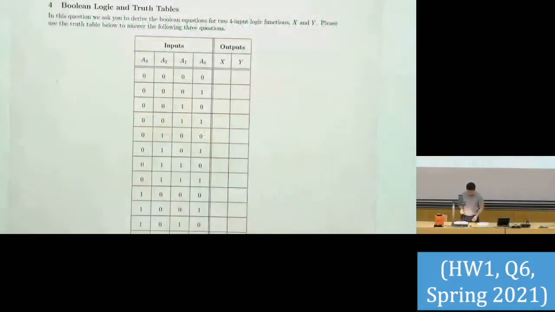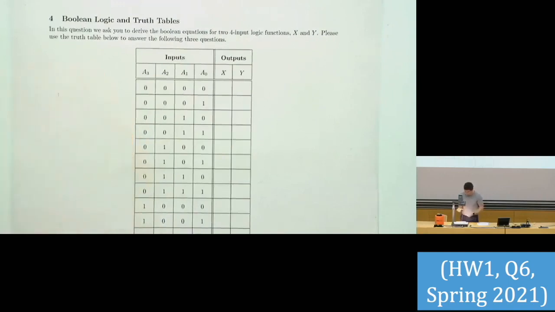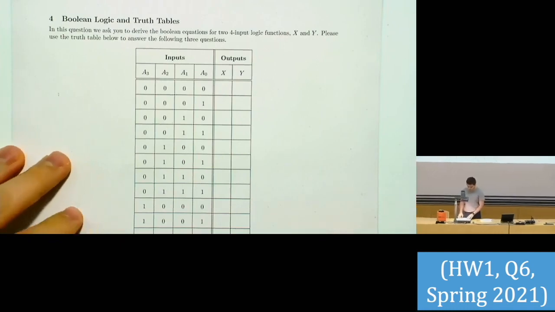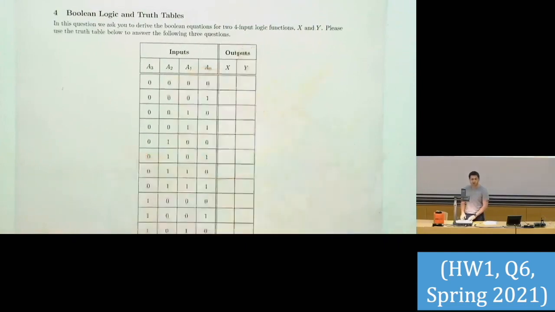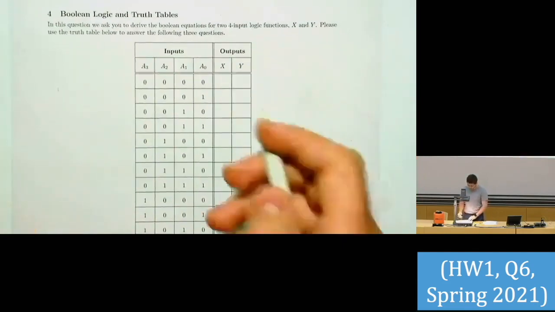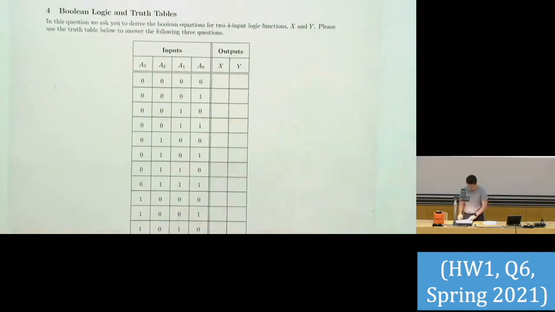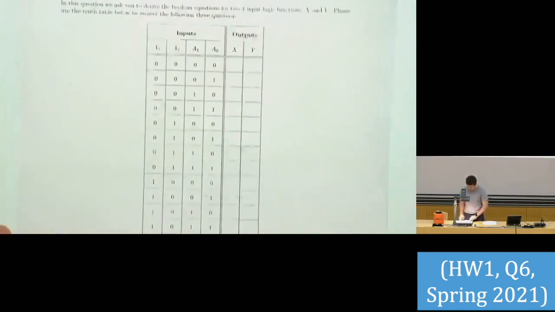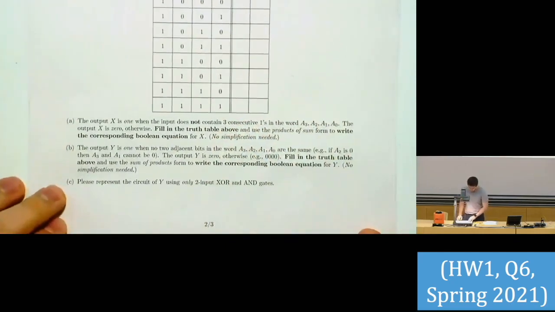So the question is about the Boolean logic and also truth tables, as it also writes here. So in this question, we have 4 inputs and also 2 functions which are directly related to these 4 inputs, and we are basically asked to fill this table and also write the Boolean formula for X and Y here. So these are our inputs, A3 to A0, and these are our functions that we're going to fill the truth table here. So let's look at the first, you can see it, right? Okay. So let's look at the first question here.